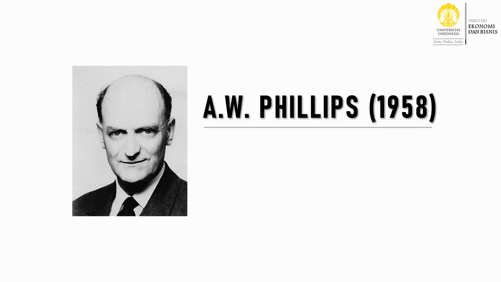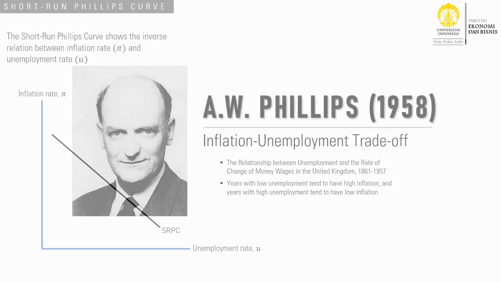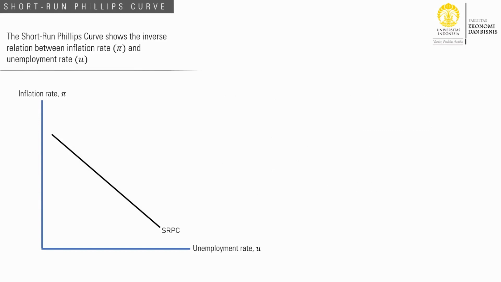The origins of the Phillips curve come from an article by A.W. Phillips. Phillips showed that years with low unemployment tend to have high inflation, and years with high unemployment tend to have low inflation. Here is the short-run Phillips curve showing the negative correlation between inflation rate and unemployment rate.